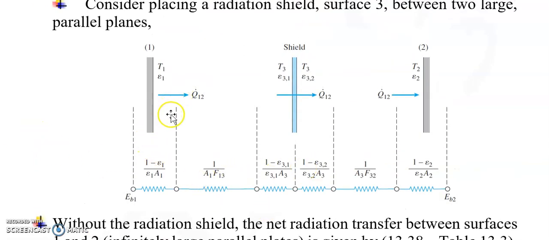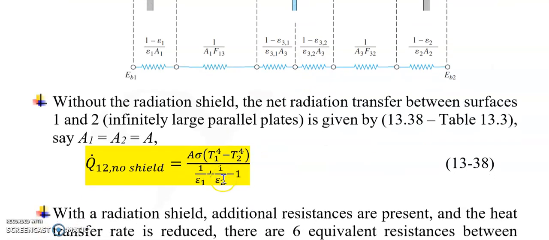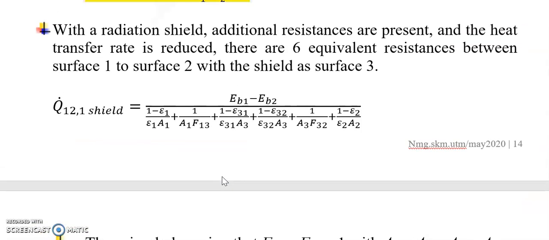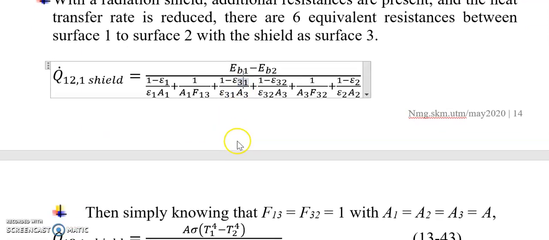So here we have surface resistance associated with surface 1, and surface resistance associated with surface 3, but there are two surfaces here, one facing surface 2 and the other facing surface 1. So you have two surface resistances here, and you have, associated with the interaction of the surfaces, the space resistance. So we have here the equation giving the net heat transfer leaving surface 1 to surface 2 with the shield in place.